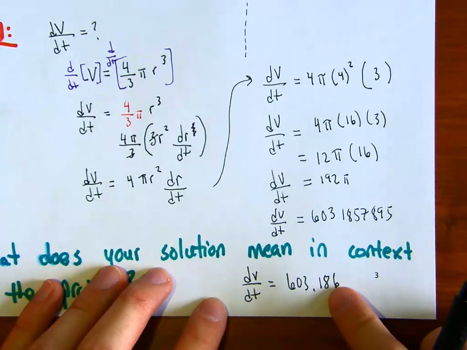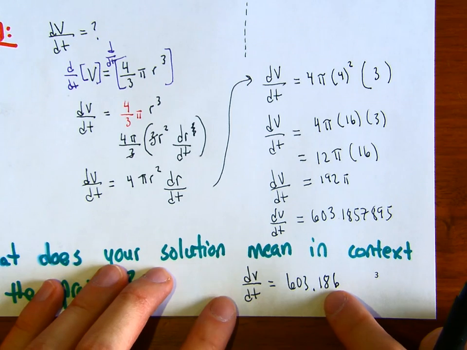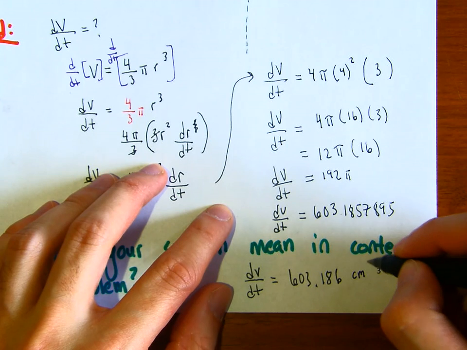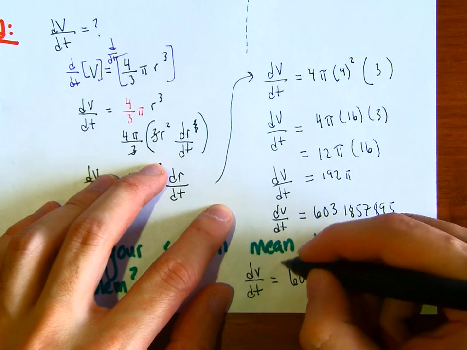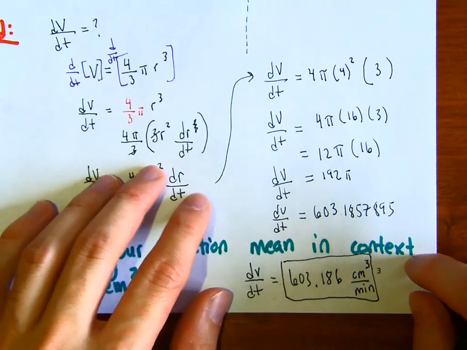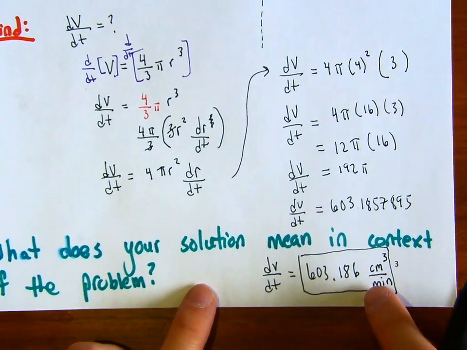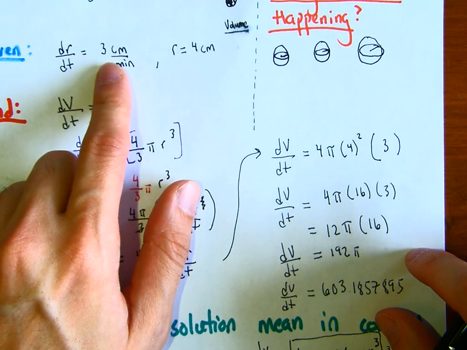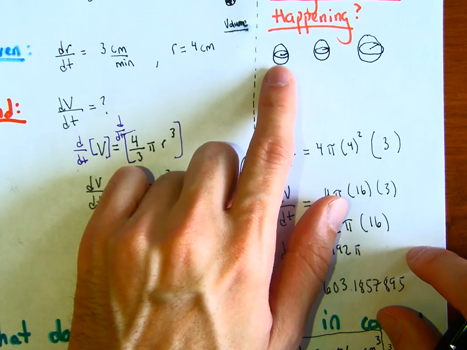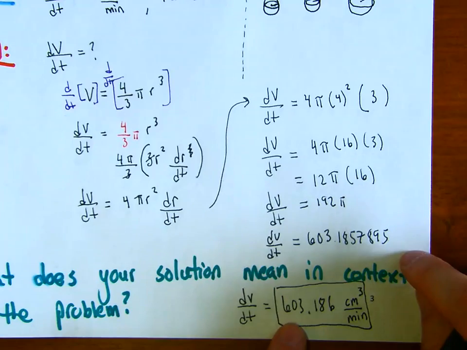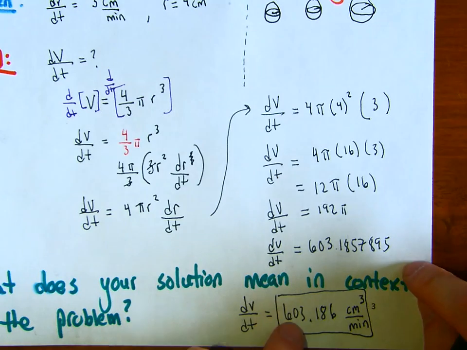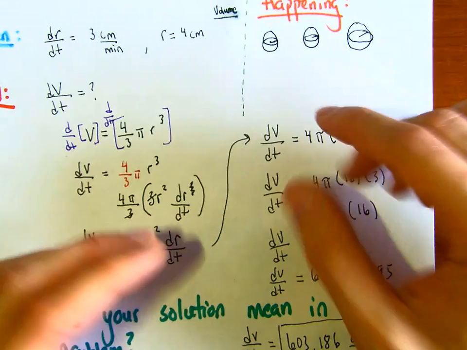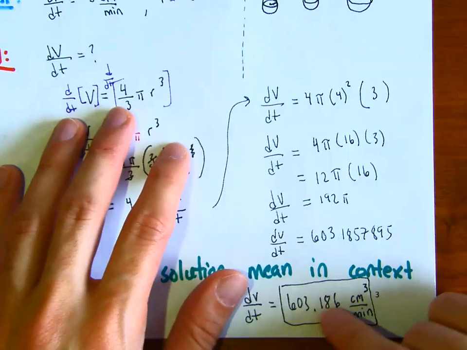And now, how do we have the correct units of measurement? Because we're talking about volume, we're going to have centimeters cubed per minute. And that's it. What does this solution mean in the context of the problem? It's saying that the radius is increasing by 3 centimeters. So how is the volume changing? It's saying the volume is increasing by 603.186 cubic centimeters per minute, that it's growing. How much more can you put inside? It's growing by this much.